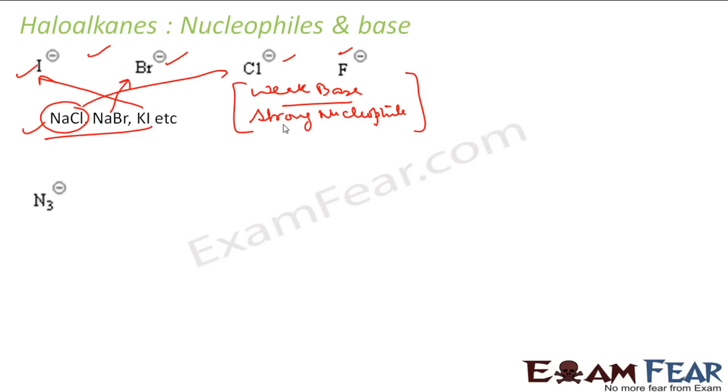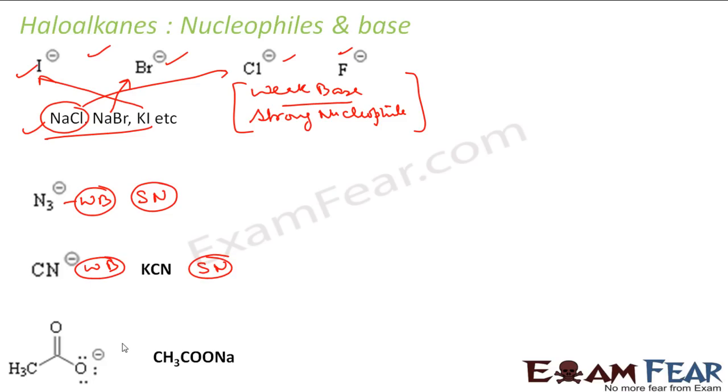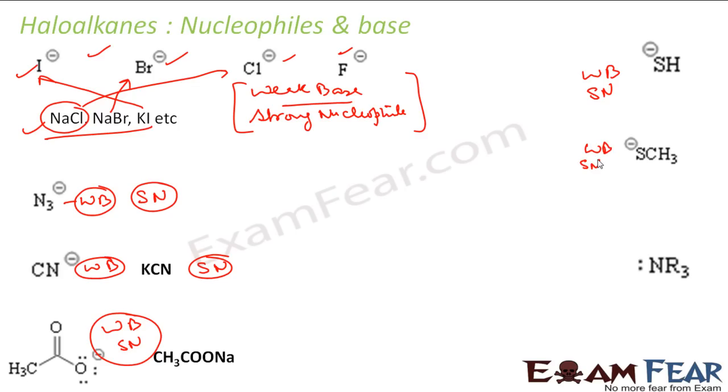You can take more. N3-, this is also a weak base but has a negative charge, so it is a strong nucleophile. CN- also, it comes from KCN. This is also a weak base but a negative charge, so it is a strong nucleophile. Similarly, CH3COONa will give you a negative charge, CH3COO-. This is also a weak base but has a negative charge, so it is a strong nucleophile. SH- also is a weak base, know that, but negative charge, so it is a strong nucleophile. Similarly, SCH3- is a weak base but negative charge, so it is a strong nucleophile.